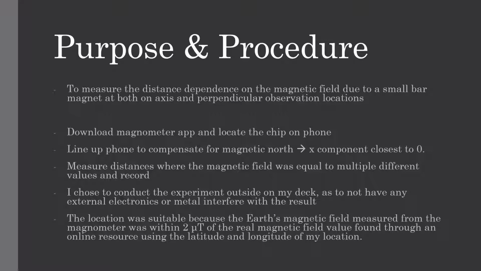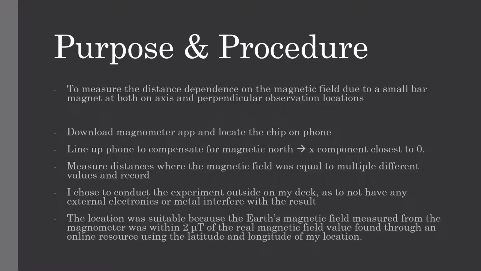A brief summary of the procedure was to first download a magnetometer app and to find the location of the chip on the phone as a starting point of measurement. Next, we needed to line up the phone so the X component of the magnetometer was as close to zero as possible. This step was necessary to compensate for the Earth's magnetic north.